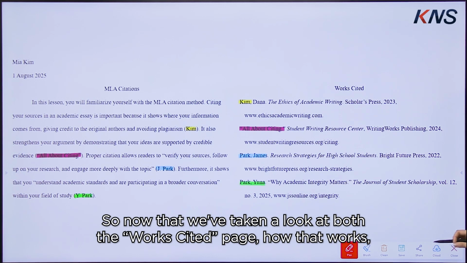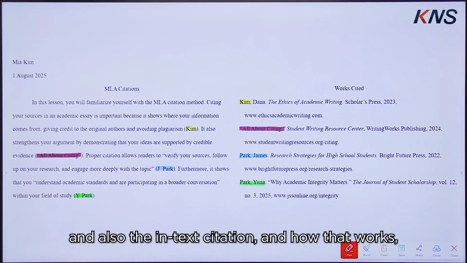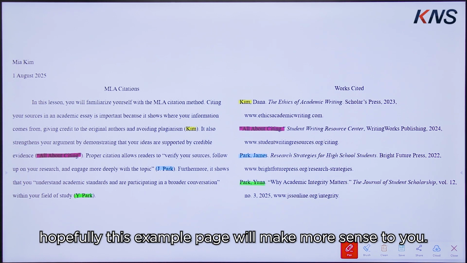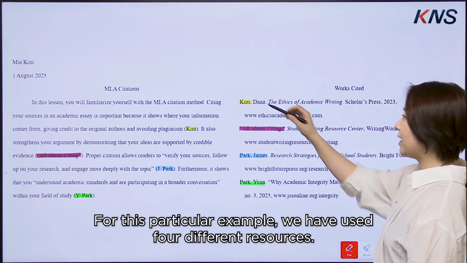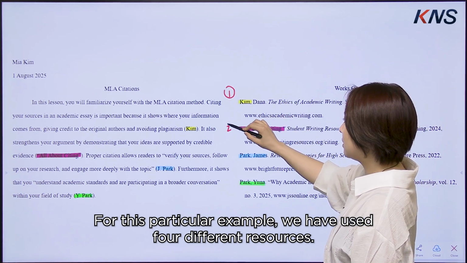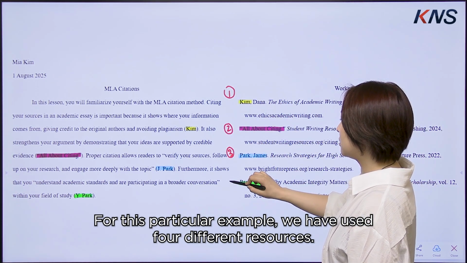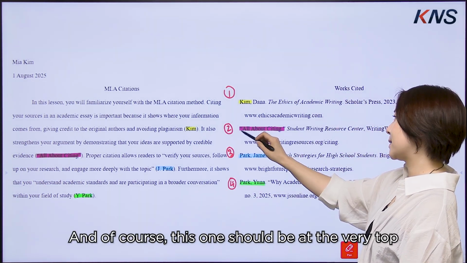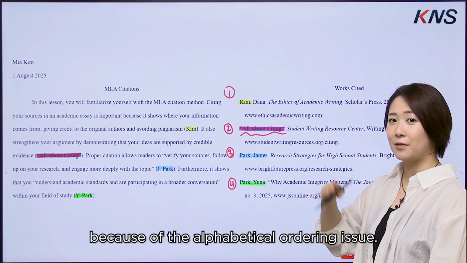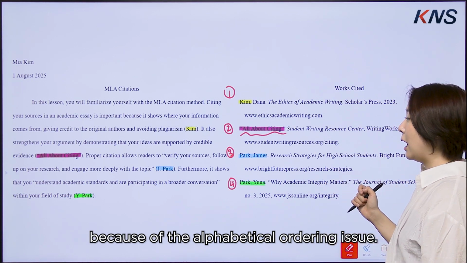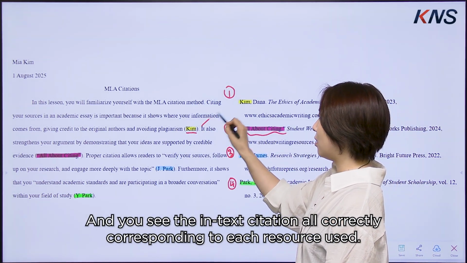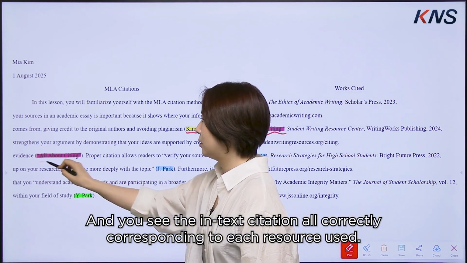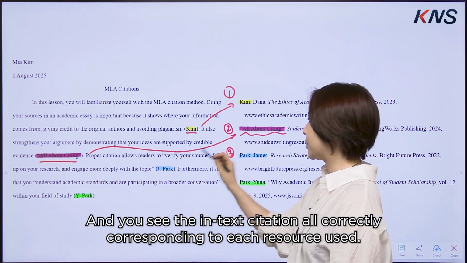So now that we've taken a look at both the works cited page, how that works, and also the in-text citation and how that works, hopefully this example page will make more sense to you. For this particular example, we have used 4 different resources. And of course, this one should be at the very top because of the alphabetical ordering issue. And you see the in-text citations all correctly corresponding to each resource used.